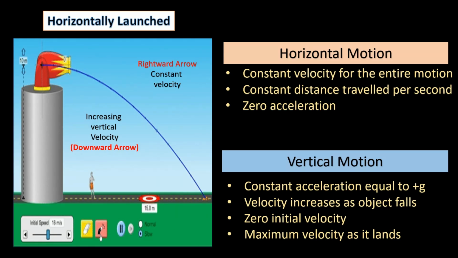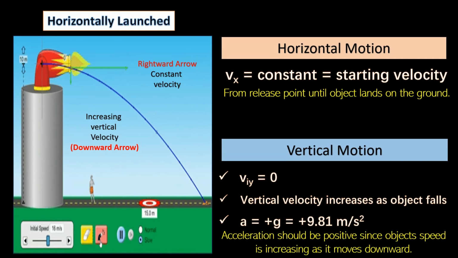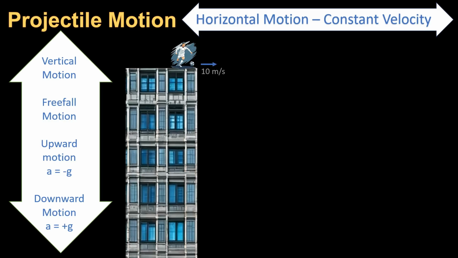For its horizontal motion, its velocity is constant for the entire motion. Since velocity is constant, acceleration is zero. Its vertical motion follows a free-fall motion with acceleration equal to positive 9.81 meters per second squared, since the object's velocity is increasing as it falls. Also, the initial vertical velocity is always zero because the projectile is launched or released horizontally. This is an example why a horizontally launched projectile curves downward.